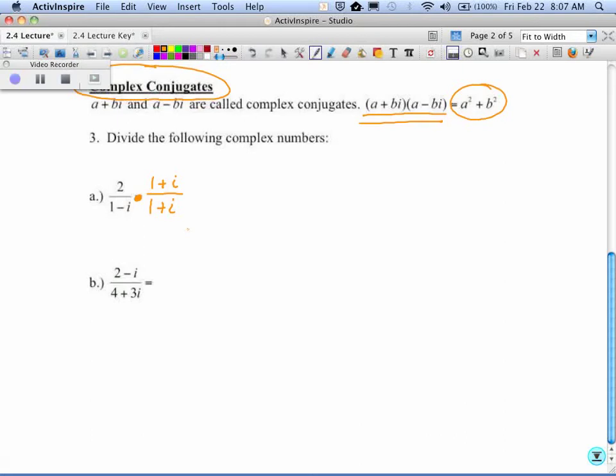1. So remember, you can multiply by 1 all day long. It'll change the way it looks, but it doesn't change the value. Right? If I take the fraction 1/2 and I multiply by 5 over 5, I get 5 over 10. Still means 1/2. Why is it 1 plus i? Because it's the conjugate of the denominator.